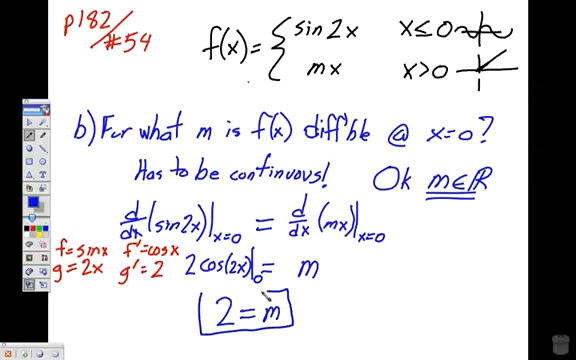What value of m makes f of x differentiable? m equals 2. The sine of 2x has a slope of 2 as it approaches x equals 0. So we need to have a slope of 2 on the other side in order for it to be differentiable. Otherwise we would have a corner there.